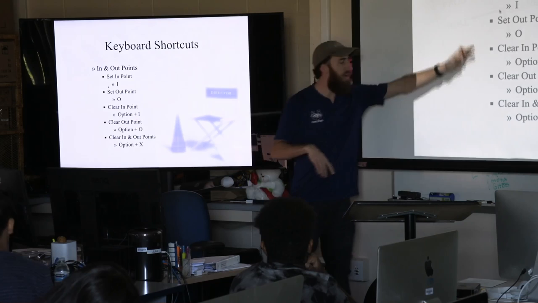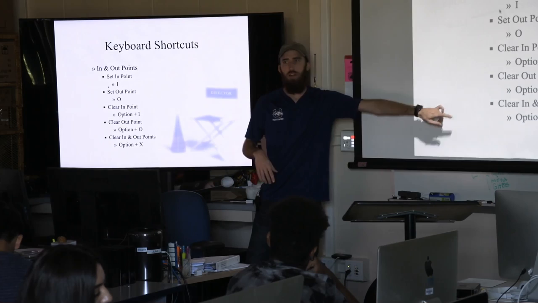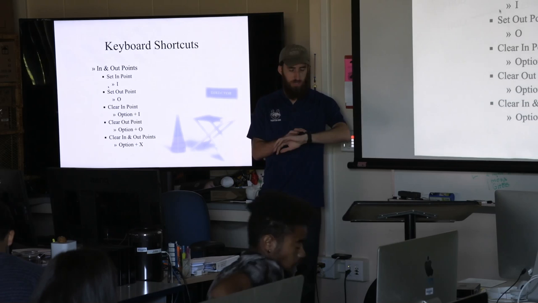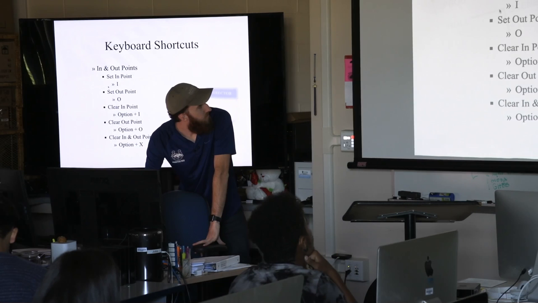If you want to get rid of all of them that are on there, if you hit Option X, they're like scissors. That's the reason why the X is the way it is. Okay, it gets rid of all the in points or out points and allows you to reset them. Okay, in points and out points: I, O, Option I, Option O, Option X.